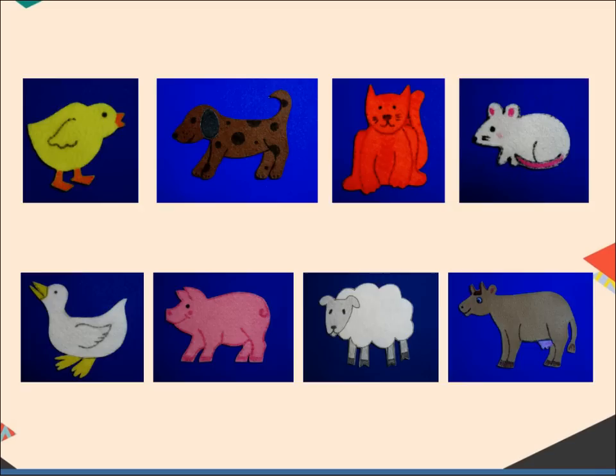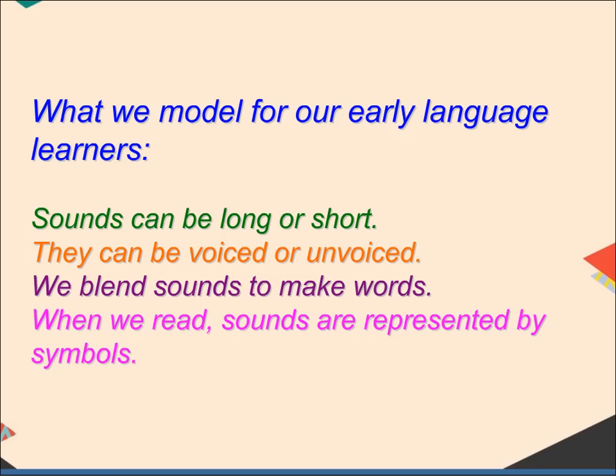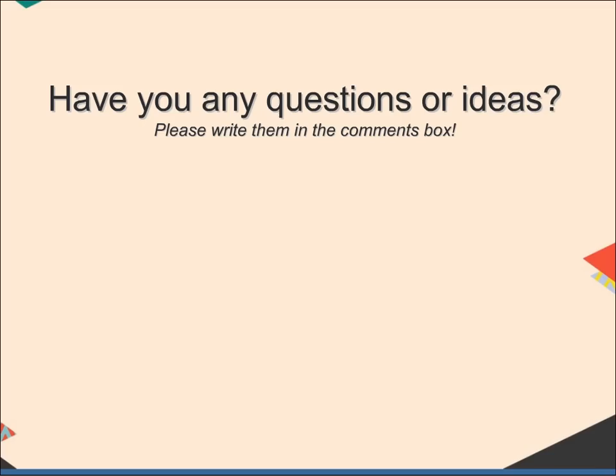What do we model for our early language learners before they even see the actual letters, the symbols of the written language? We help them to recognize that sounds can be long or short. They can be voiced or unvoiced. We blend sounds to make words. And when we read, sounds are represented by symbols. So even if they actually don't know what the symbols are yet, they recognize the relationship. Okay, so this is phase one phonics.